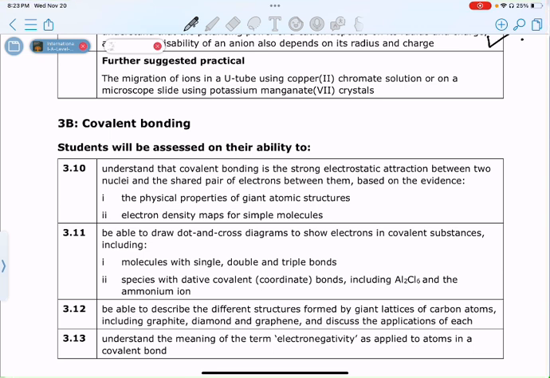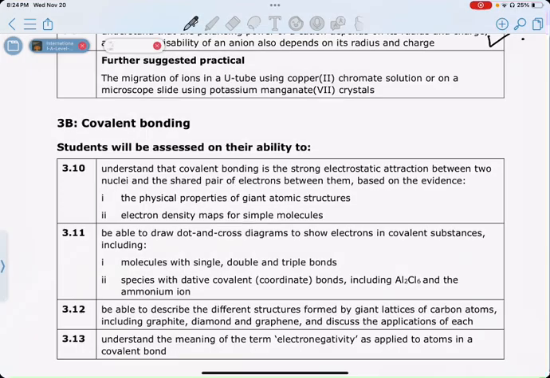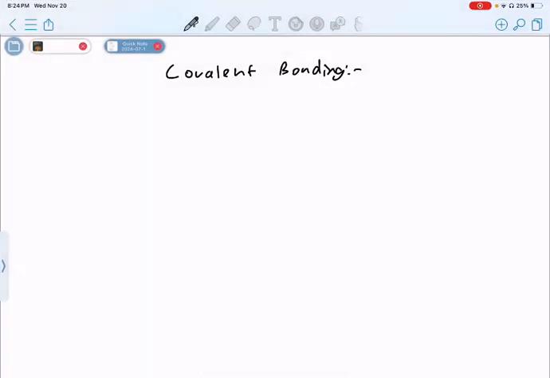These two evidences, properties of giant atomic structures. A few of the properties of the giant atomic structures are that they have a high melting temperature, a high boiling temperature, and essentially the giant atomic structures have many, multiple, how do you call this? Multiple atoms or molecules mixed together. So let's just write this in detail.